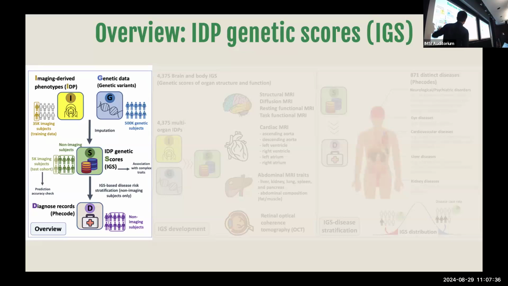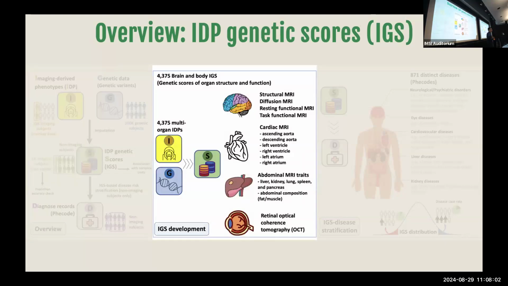The first part is the overview. We have some subjects, especially from the UK Biobank imaging study, with both genetic data and imaging data, so we can train the model. Then we have a large number of subjects who only have genetic data, for whom we can do imputation. Eventually, in this very large cohort with only genetic data, we can link to other data types, for example disease data. This paper focused on whether we can do disease risk stratification.